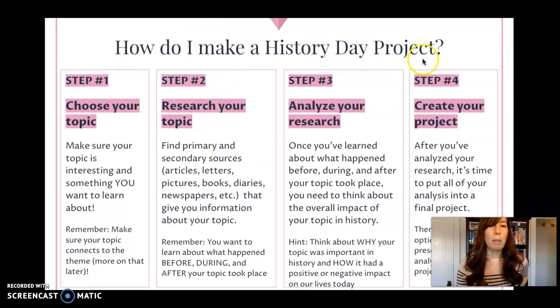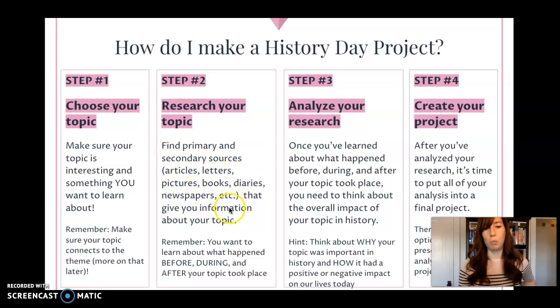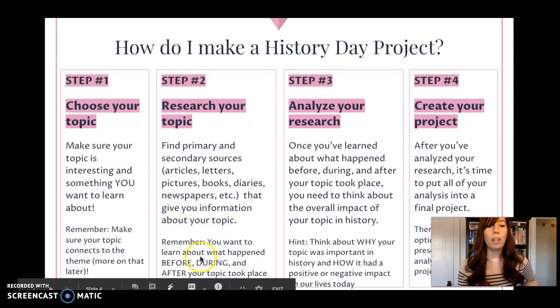How do I make a History Day project? Step 1, choose your topic. Make sure your topic is interesting and something you want to learn about. Remember, make sure your topic connects to the theme. More on that later. Step 2, research your topic. Find primary and secondary sources, articles, letters, pictures, books, diaries, newspapers, etc. that give you information about your topic. Remember, you want to learn about what happened before, during, and after your topic took place.